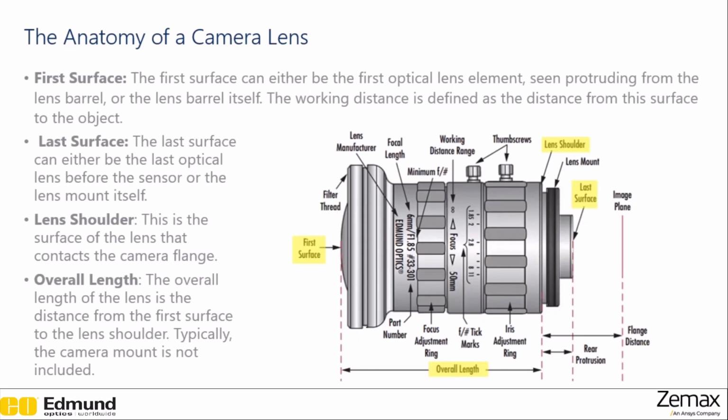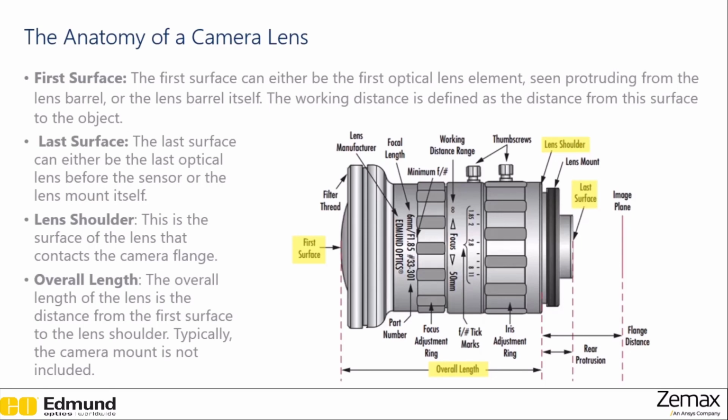The first surface is just what it sounds like. It's the first surface that you encounter on the side of the lens where the light is coming in. It can either be the first optical element, or it can be the lens barrel itself if the first lens is inside the lens barrel. The working distance is defined as the distance from the first surface to the object. The last surface is the last surface before the light leaves the lens. It can either be the last optical lens before the sensor, or it can be the lens mount itself.